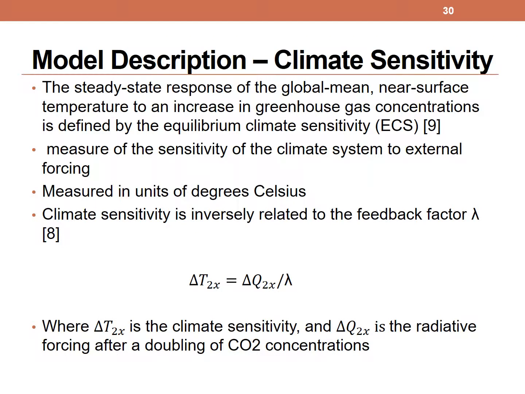The second equation behind the model calculates climate sensitivity. The steady-state response of the global mean near surface temperature to an increase in greenhouse gas concentrations is defined by the equilibrium climate sensitivity. It is the measure of the sensitivity of the climate system to external forces. Climate sensitivity is measured in units of degrees Celsius and is inversely related to the feedback factor, lambda.